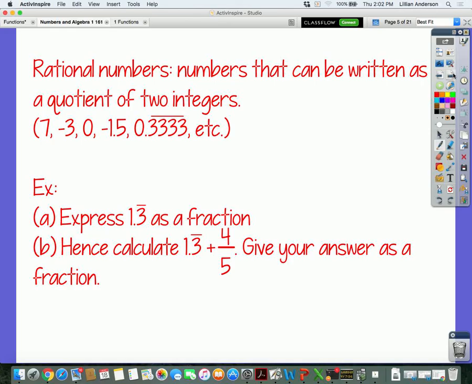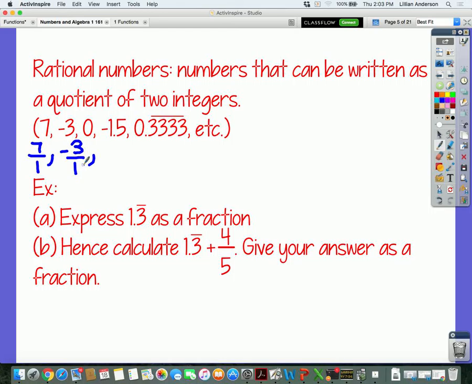7 can definitely be written as a fraction. How do you think? 7/1. Okay? And even though, yes, 7 itself is a natural number because it's a positive number, it's also classified as a rational number because you can write it as a fraction. Okay? Which means that -3 can be written how? -3/1. Okay, even though it's an integer, it's also a rational number.